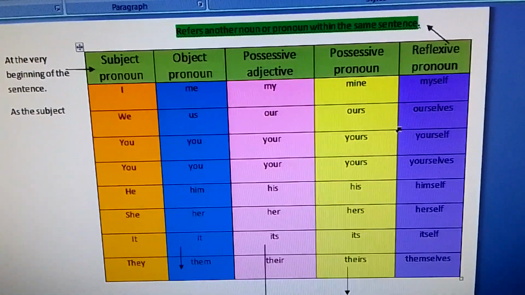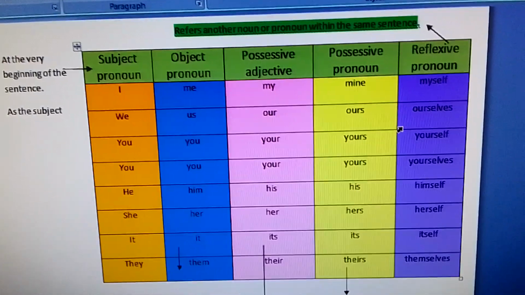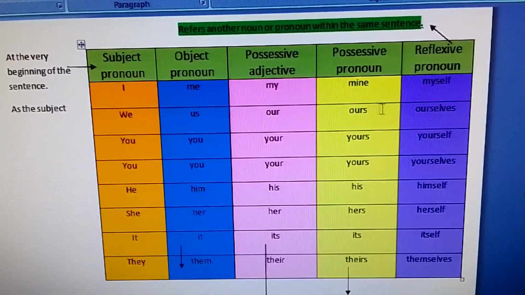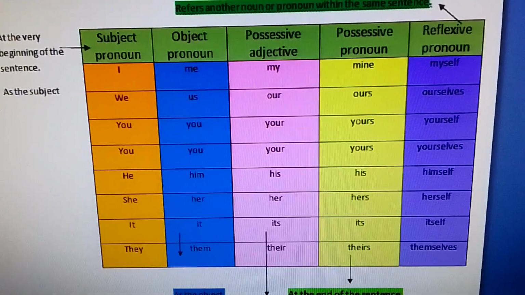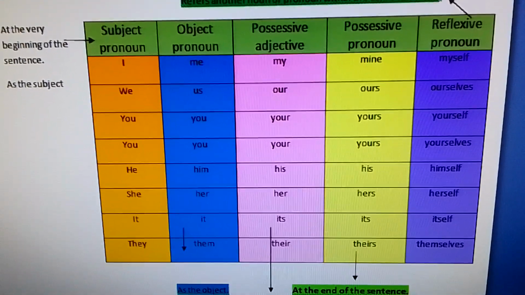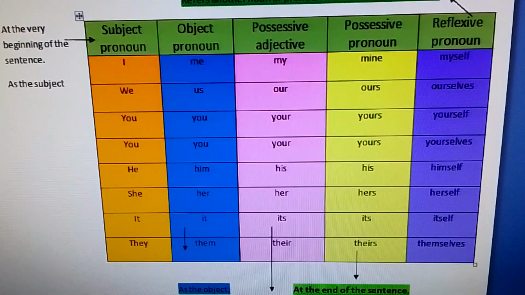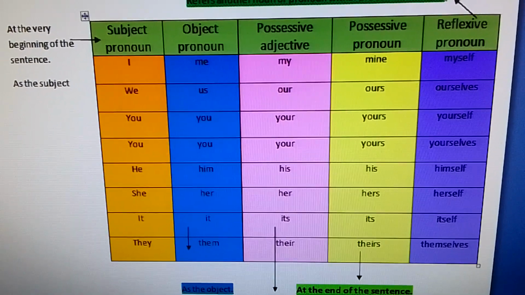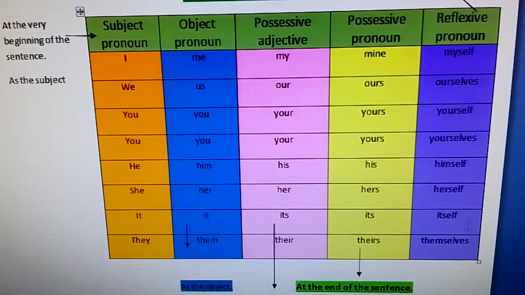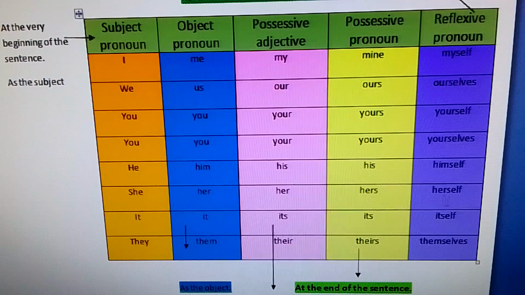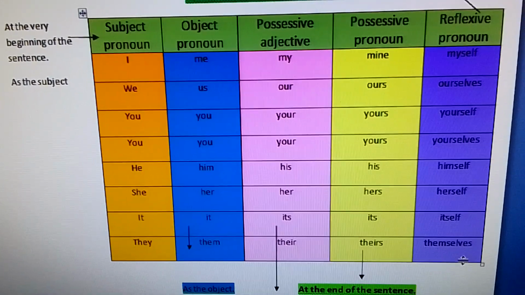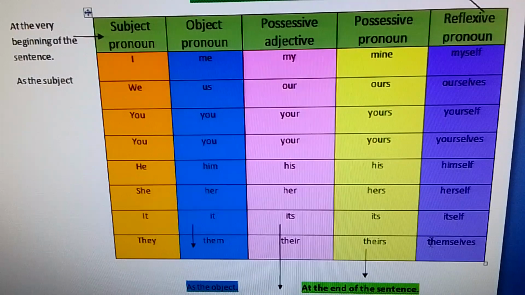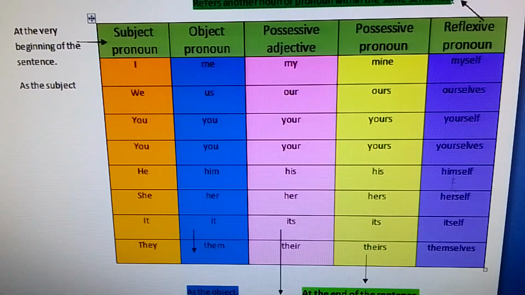Last one is reflexive pronoun. We repeat the same noun or pronoun again. The boys found the seeds by themselves, right? We repeat the boys again as the reflexive pronoun themselves.